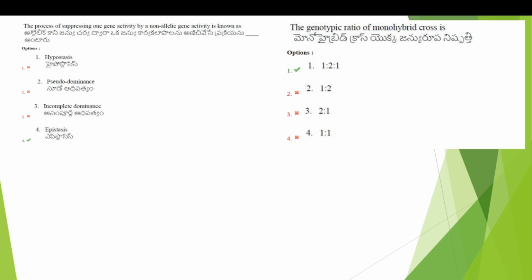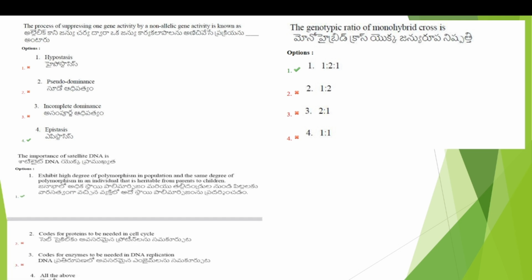The fourth option exists. If a test cross ratio is given, then you need to put 1 is to 1. Otherwise, for a monohybrid cross, if they ask the genotypic ratio, it is 1 is to 2 is to 1, whereas the phenotypic ratio is 3 is to 1.